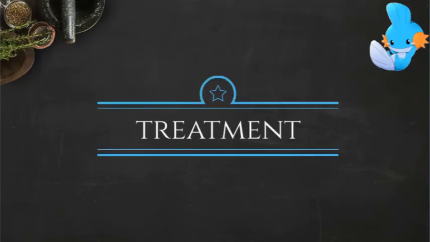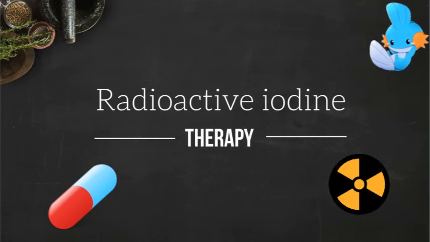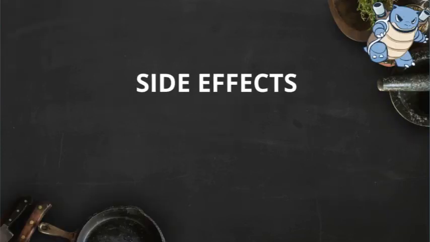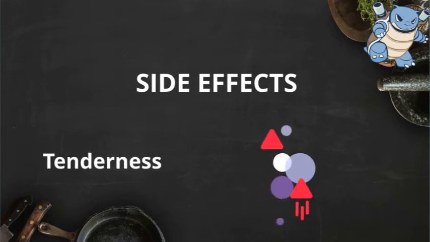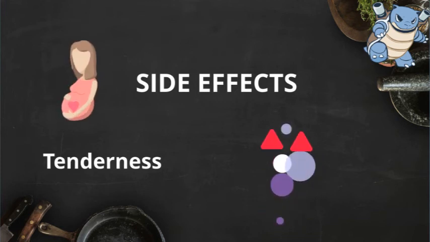So what are the treatments for this disease? First is radioactive iodine therapy. It's technically a pill which, when you swallow it, goes into the thyroid cells, and the radioactivity will destroy the overactive thyroid cells over time. The side effects include tenderness in the neck and a temporary increase in thyroid hormones. The radioiodine therapy is not used for treating pregnant women or women who are breastfeeding.